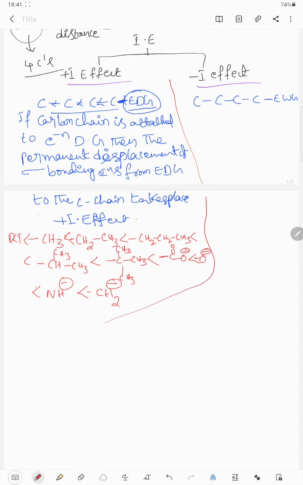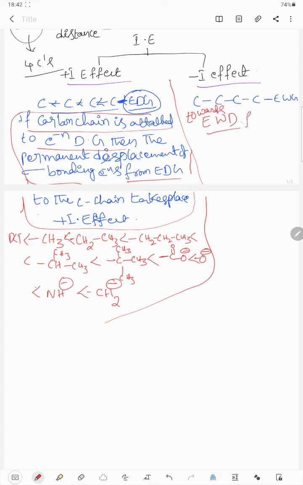Now look, what is minus I effect? Dead opposite to this definition. Now you can define it very easily. If a carbon chain is attached to an electron withdrawing group, then the permanent displacement of sigma bonding electrons towards the electron withdrawing group from the carbon chain, I am showing upside, is called minus I effect.